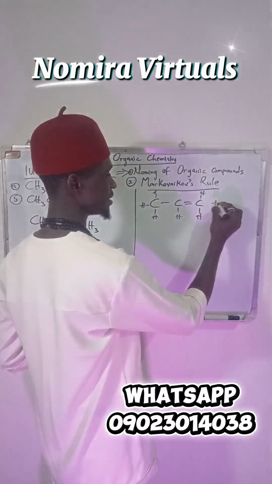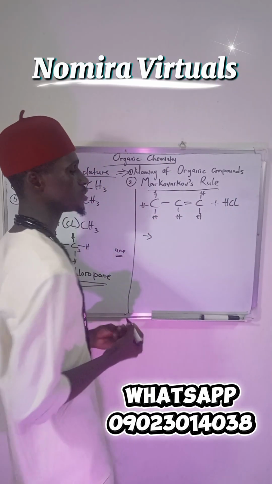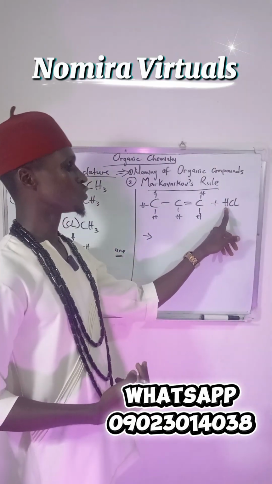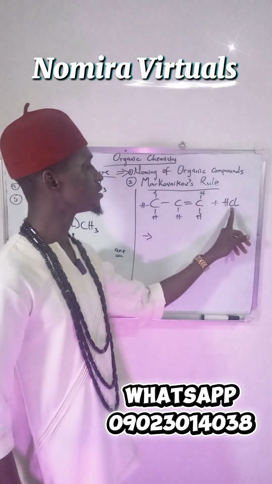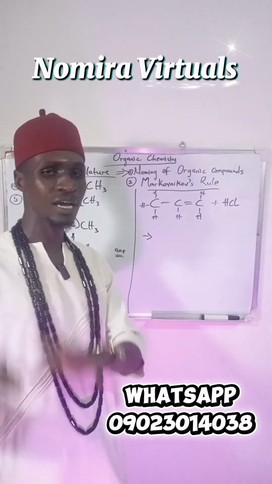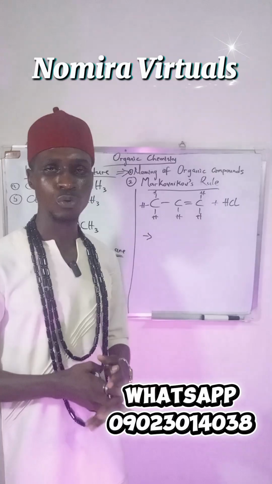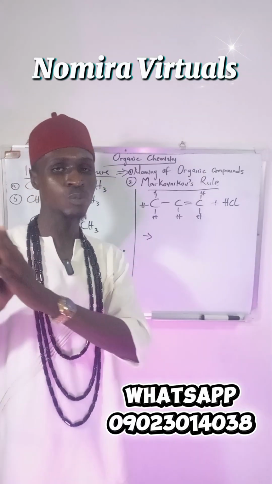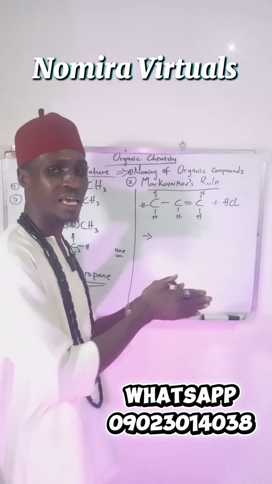This reaction is between this compound you are seeing here, which is prop-1-ene, and a hydrogen chloride. So the reaction is going to what? Add hydrogen to the particular carbon that contains more hydrogen, and then chlorine to the particular carbon that has lesser hydrogen. This rule is called Markovnikov rule. In a situation whereby we add hydrogen to the carbon that has more hydrogen, and then the halogen to the carbon that has less hydrogen.